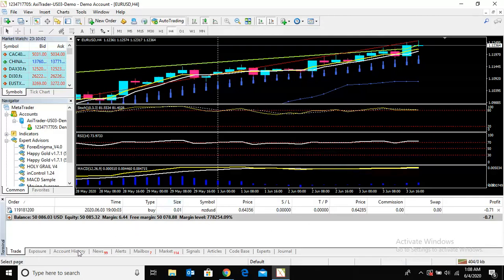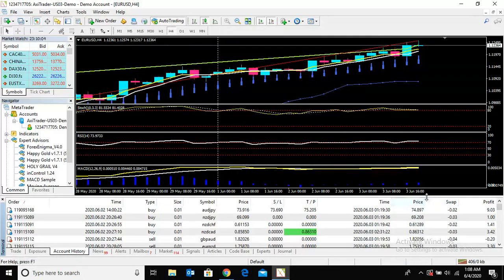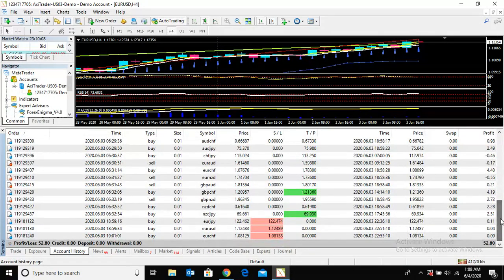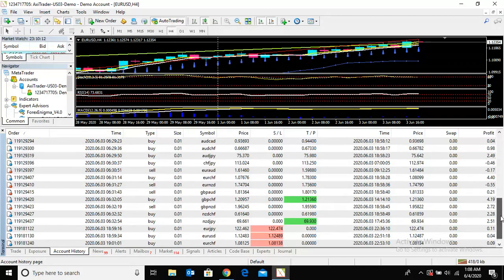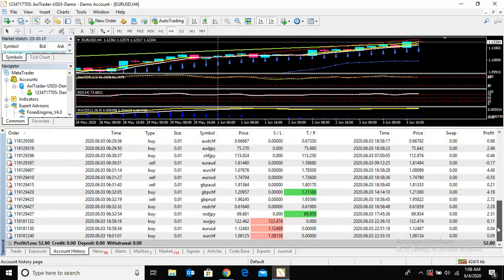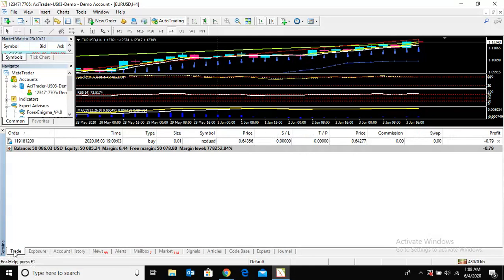And if you need this indicator, I can give it to you when you contact me on WhatsApp. You can see the history, the results of this indicator. You can see I have used this indicator and I have earned $52 in one day. But now further I am testing this strategy for better results.